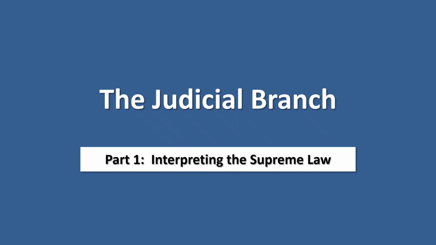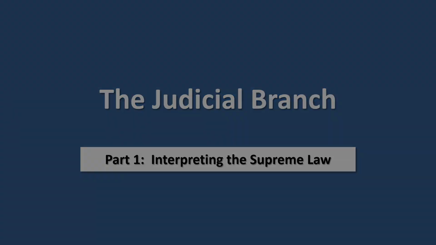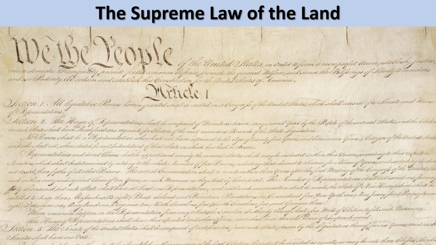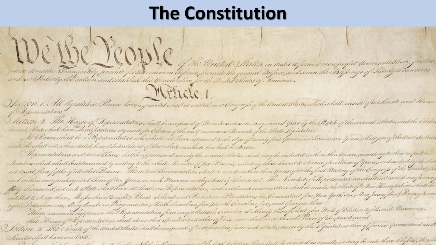In the United States, one law is above all other laws. Another way of saying above all others is supreme. So we refer to this law as the supreme law of the land. The supreme law of the land is the Constitution. No federal, state, or local laws are permitted to go against the supreme law of the land.